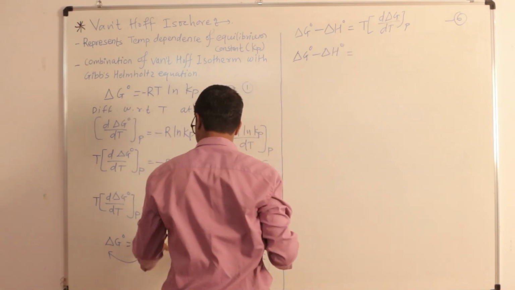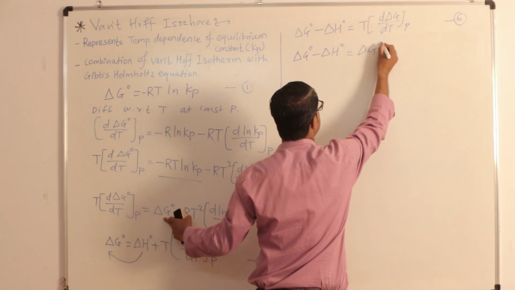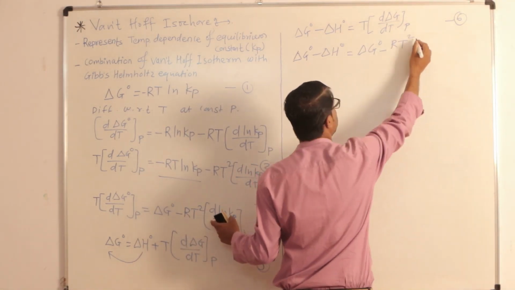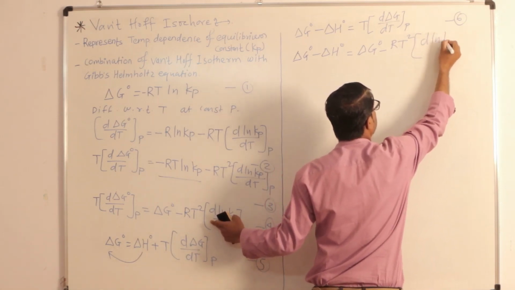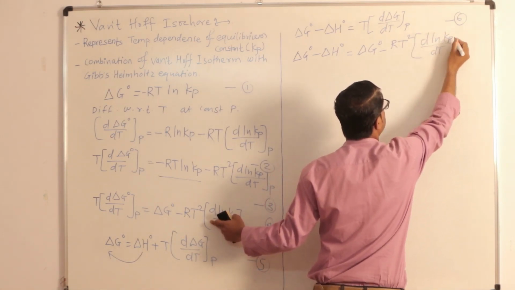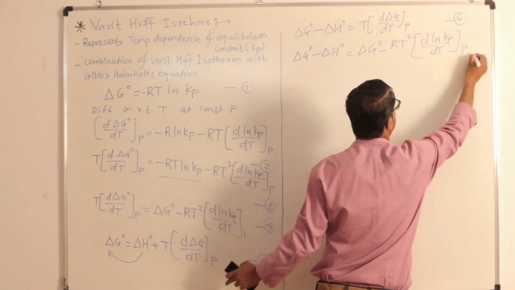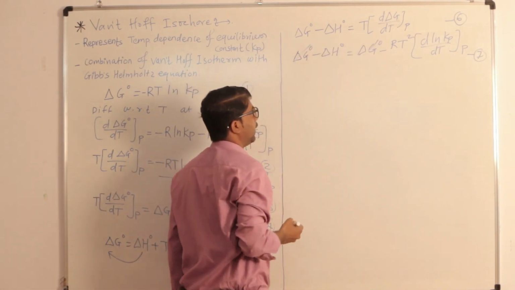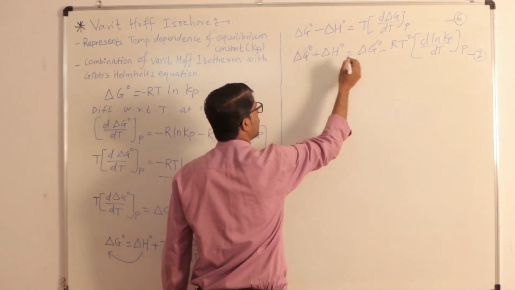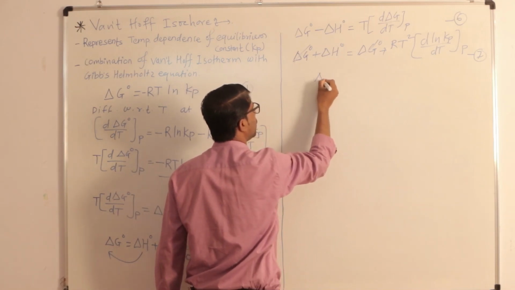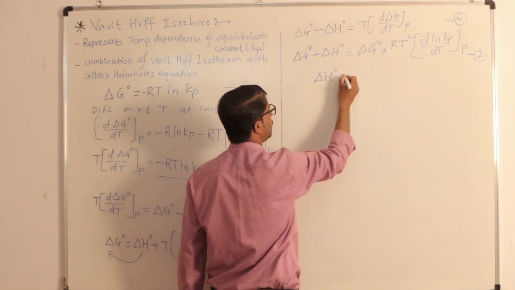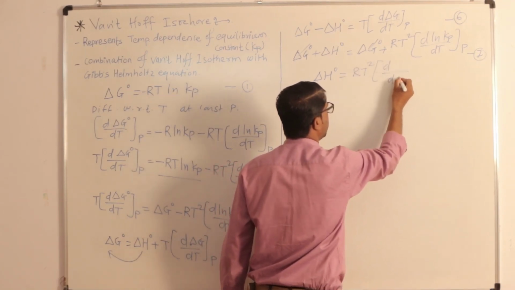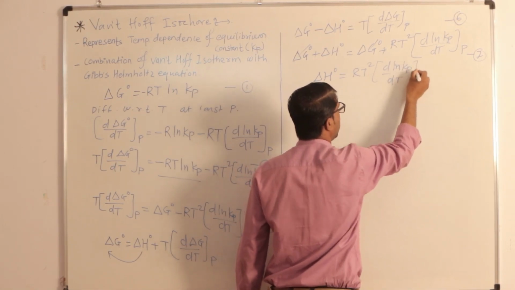which is equal to, okay, here delta G0 minus RT square and this term d of ln Kp divided by dt at constant pressure. Let's say it is equation number 7. Now in the next step, these two terms get cancelled and these two terms become positive. Then we will get delta H0, which is equal to RT square d by dt of ln Kp at constant pressure.